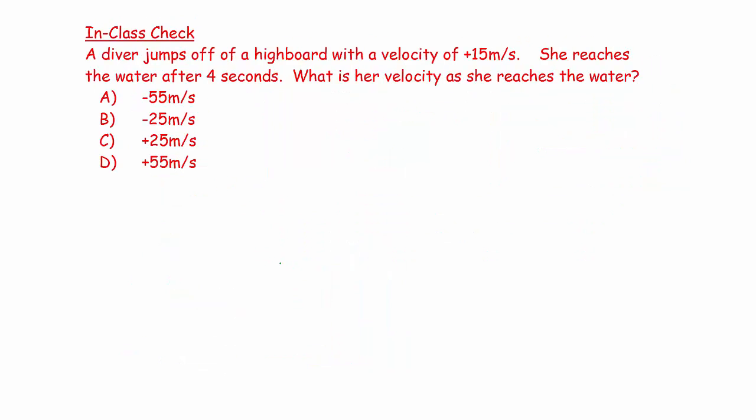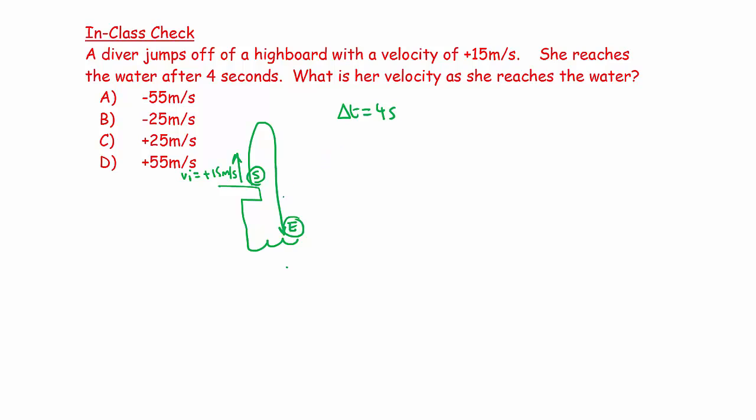A diver jumps off a high board. So here we have a high board. Diver jumps off a high board with a velocity, so my VI equals plus 15 meters per second. She reaches the water after 4 seconds, so there's my start. And she reaches the water, so there's my end after 4 seconds. So my delta T equals 4 seconds.